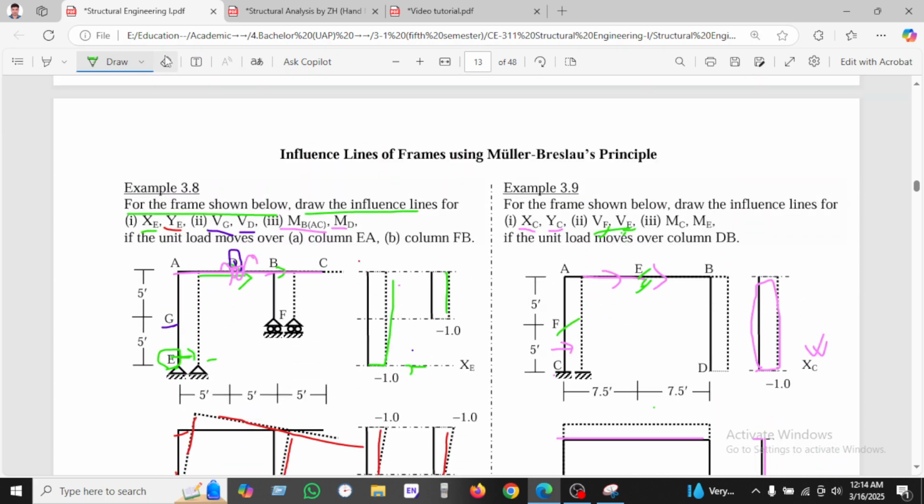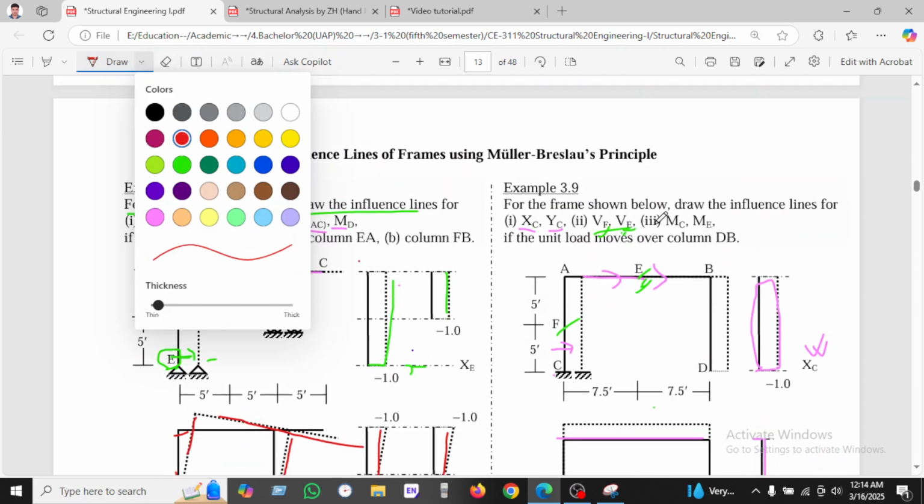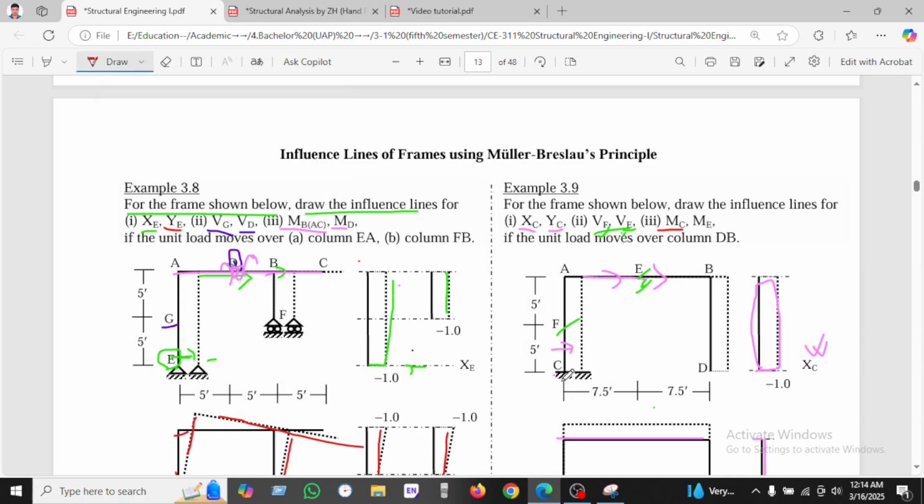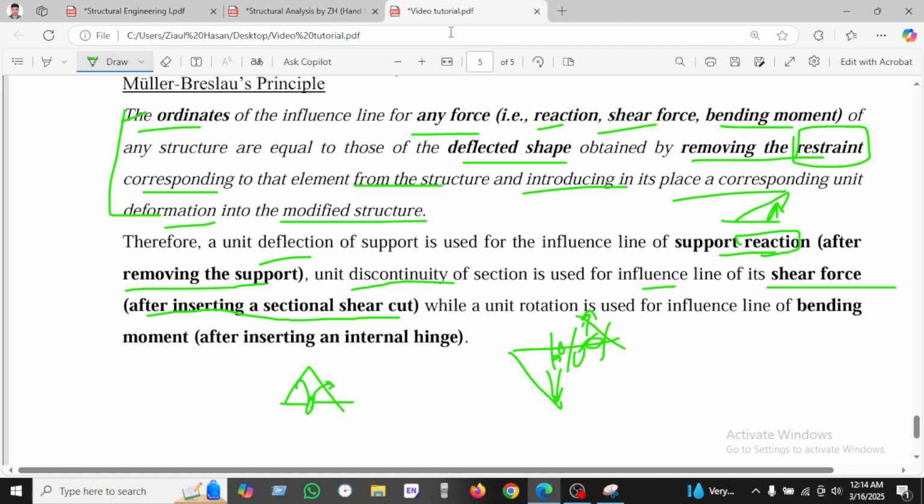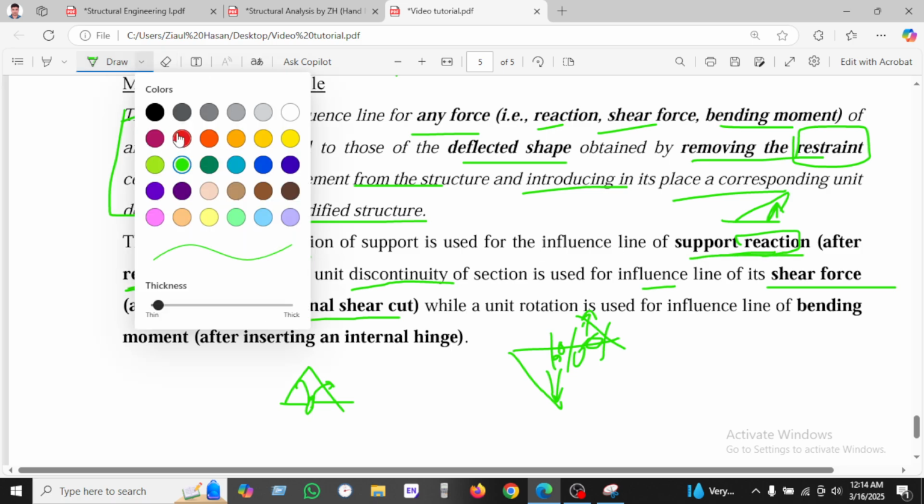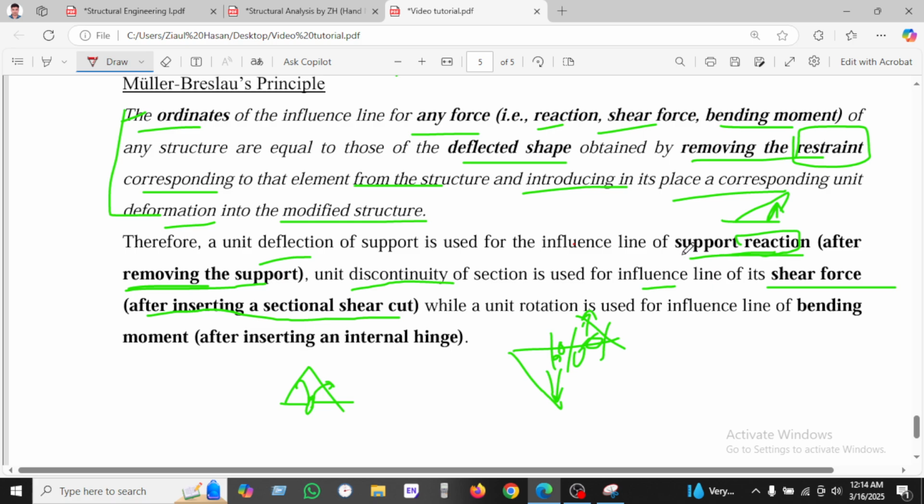Okay, so let's see the moment. We have been seeing at the C point. Here is the C point in the fixed support. So we insert a hinge at the fixed support. Why insert a hinge? Because we have been seeing here, for the support reaction, we are removing the support. For reaction, we are just removing the support and giving the answer.